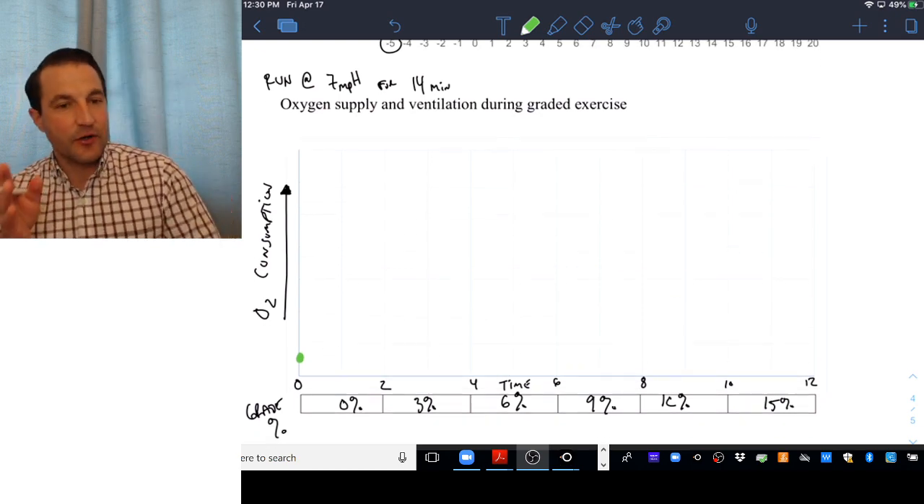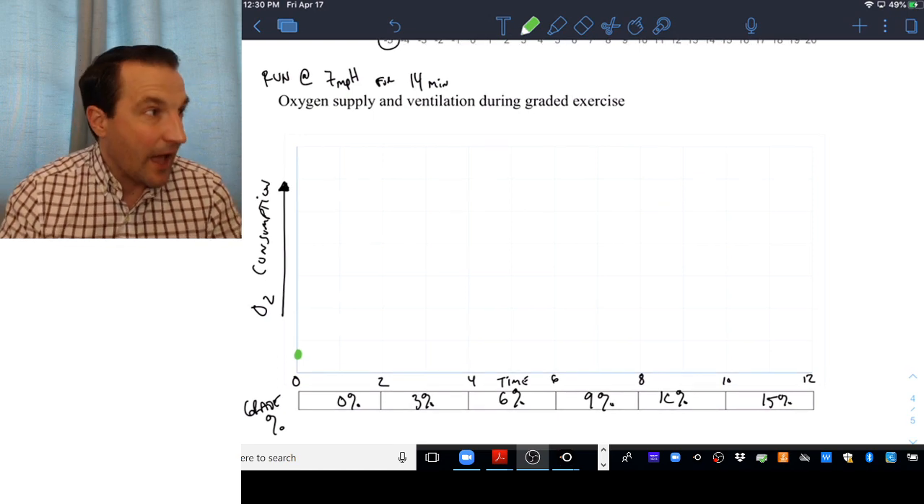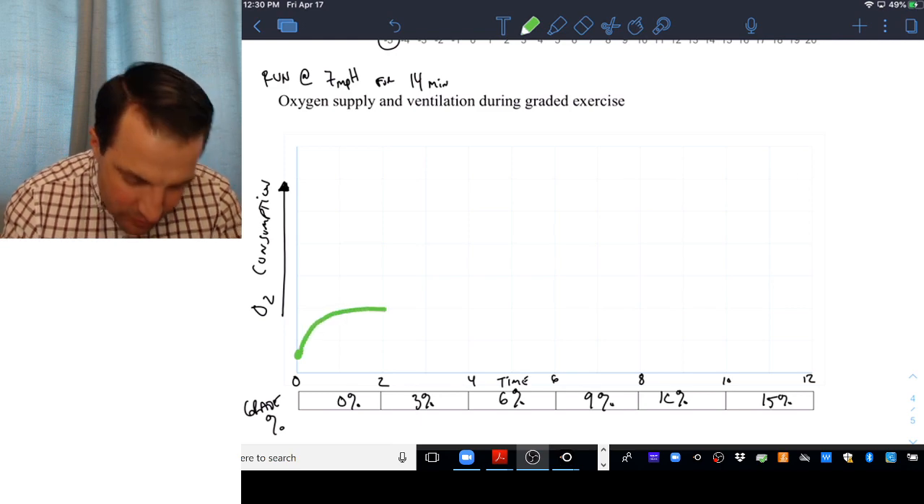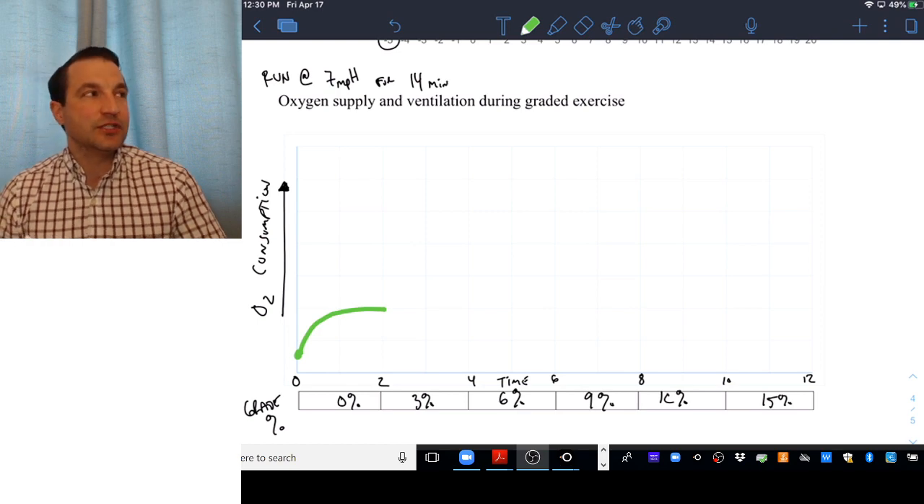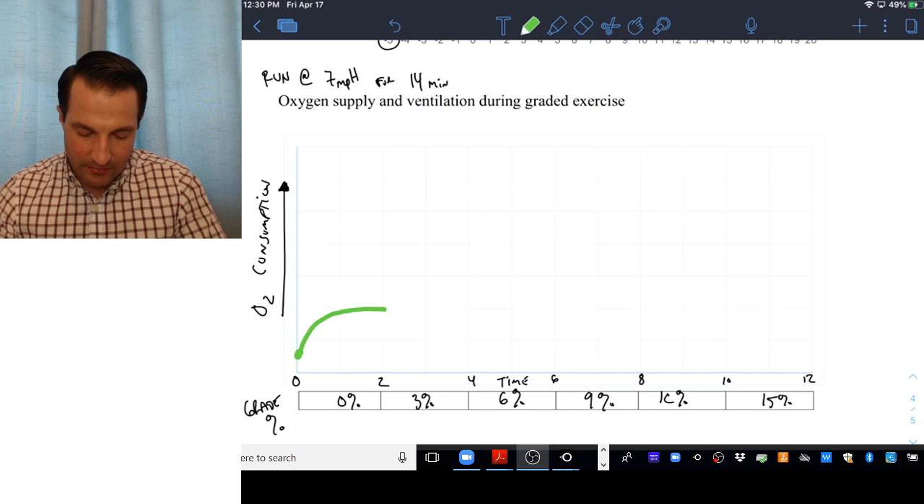From minute 0 to minute 2, when that treadmill grade stays the same, you're going to have kind of a fast increase, a slower increase, and then guess what? Towards the end of that 2 minutes, you're going to reach steady state. You're not getting that much harder, okay? And then we're going to do the same thing at the end.